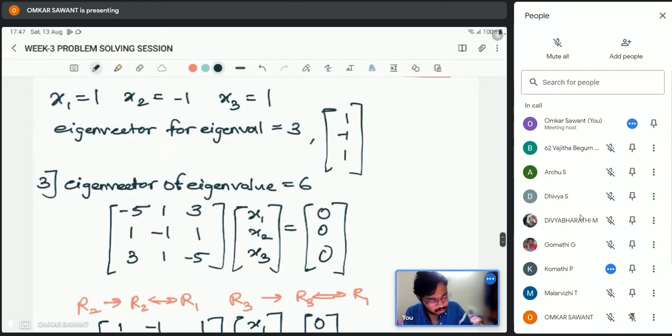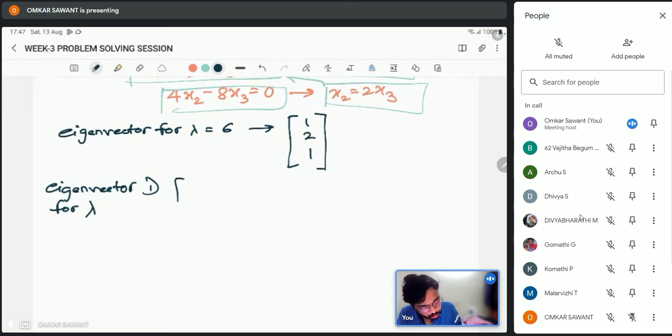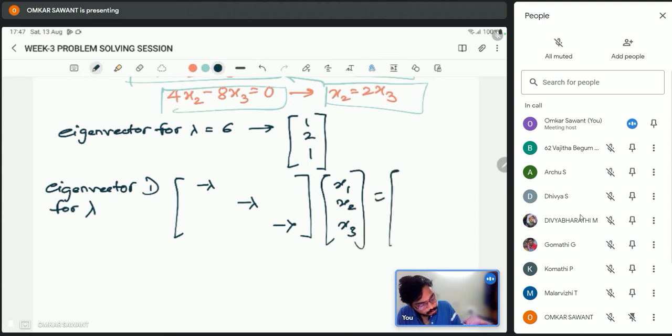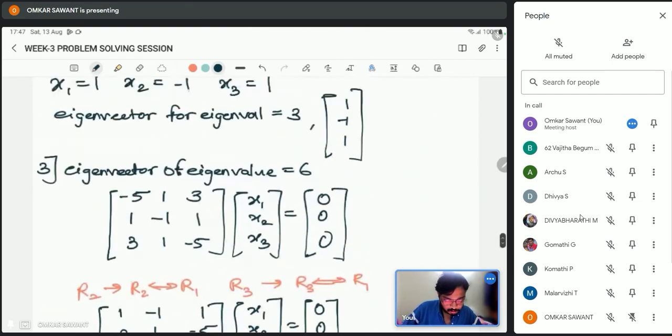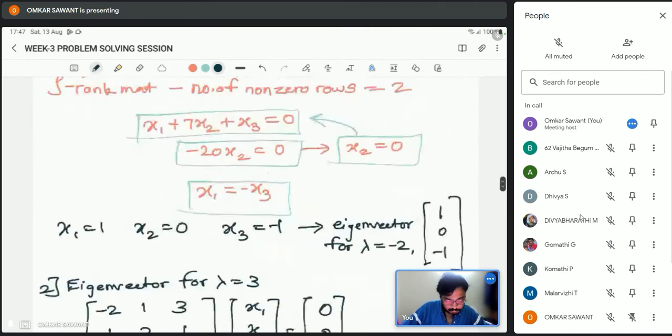Okay. See, in eigenvector, what we do, first step is we calculate the eigenvector for a particular eigenvalue. So what we do, we subtract the eigenvalue from the diagonal elements. Okay. We write it in this form. This is your first step. You have a matrix. Say for example, see this.